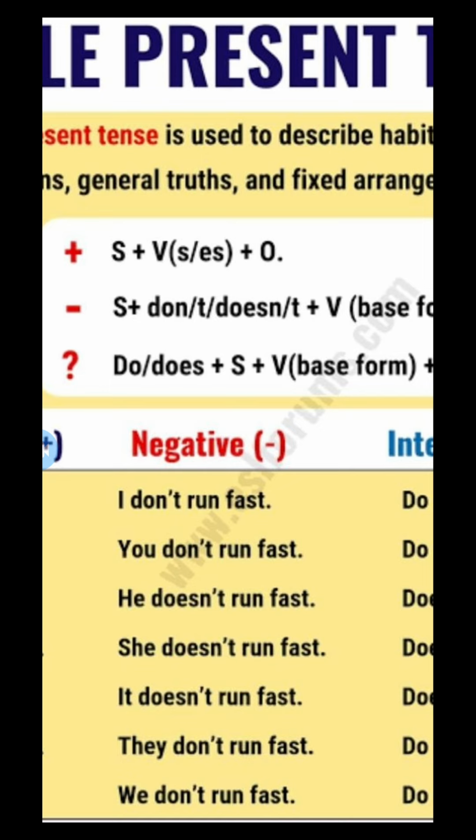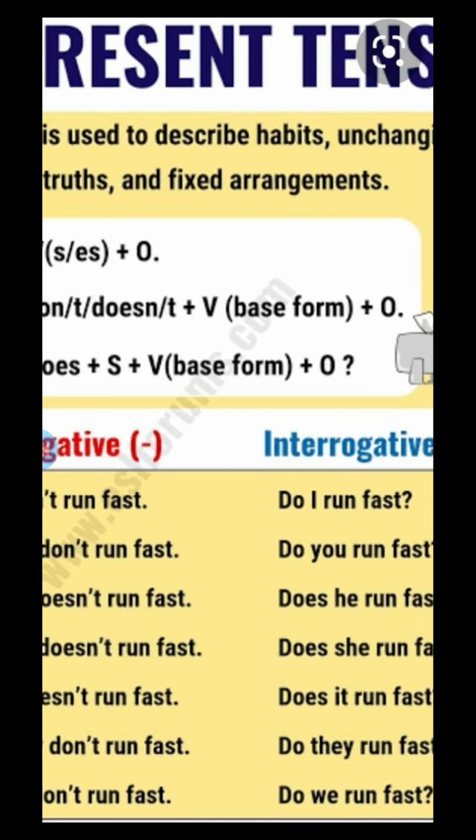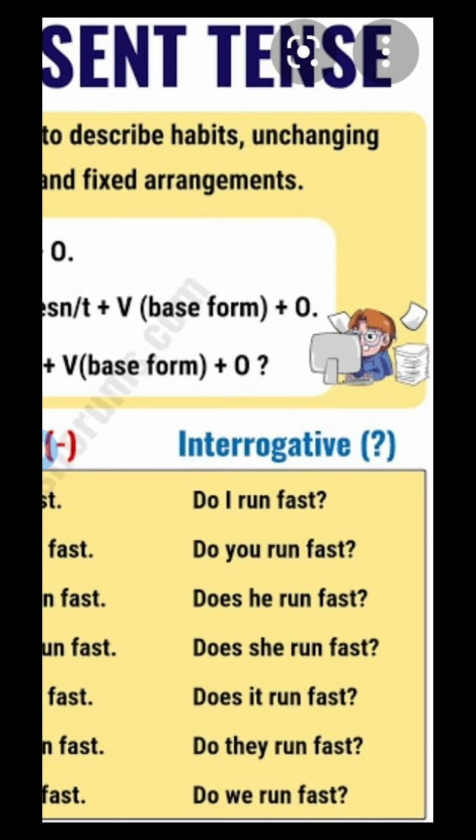Okay, now listen. I don't run fast. You don't run fast, because those two, I and you, are do family. Then he doesn't, because he is does family. So he doesn't run fast. She doesn't run fast. It doesn't run fast. Then they, again they is do family, so they don't run fast. We don't run fast. Okay, do you understand?